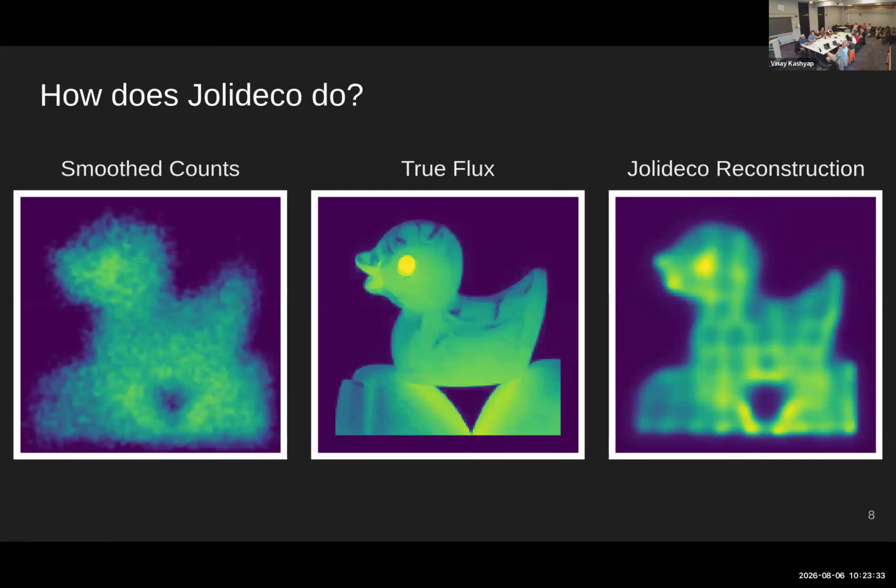For example, just testing out the model on this duck, the Jolly Deco reconstruction, at least to my eyes, does significantly better than just simply smoothing the counts, which you might do if you didn't want to use some sort of a deconvolution model.